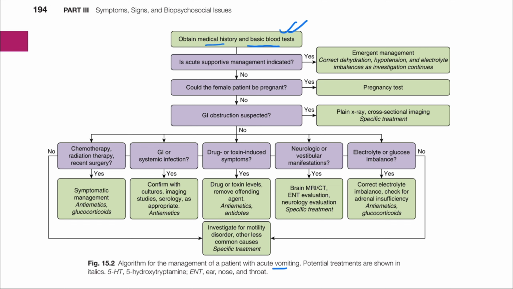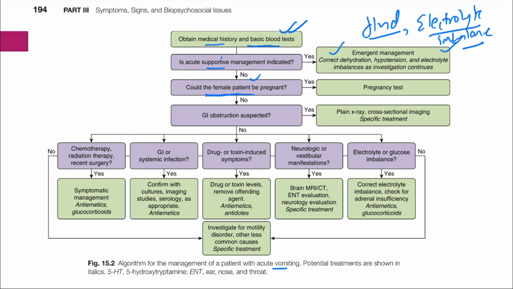If we think the patient needs acute supportive management, like if you think the patient is dehydrated, if there is hypotension, or electrolyte imbalance might be there during the initial blood investigation, then you have to do emergency management. At first you have to give fluids to the patient and try to correct electrolyte imbalance.